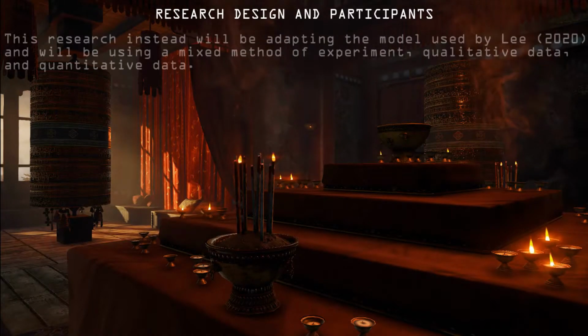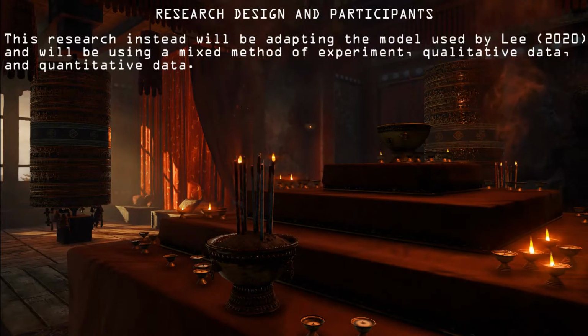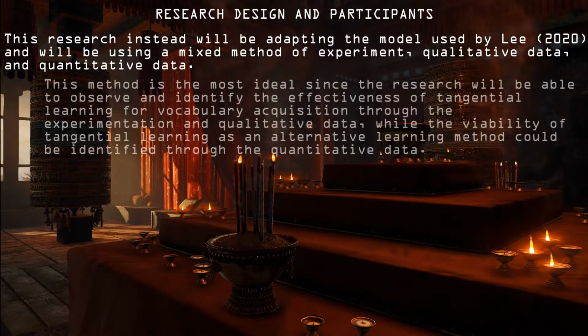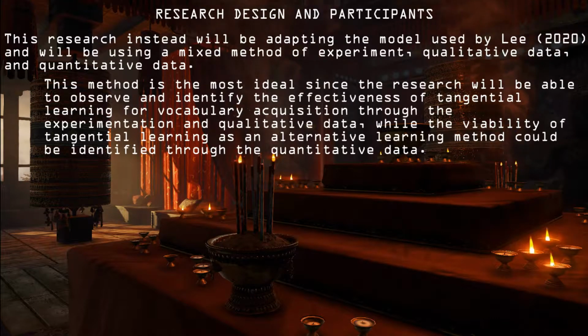This research will be adapting the model used by Lee and will be using a mixed method of experimentation, qualitative data, and quantitative data. This method is the most ideal since the research will be able to observe and identify the effectiveness of tangential learning for vocabulary acquisition through the experimentation and qualitative data, while the viability of tangential learning as an alternative learning method could be identified through the quantitative data.